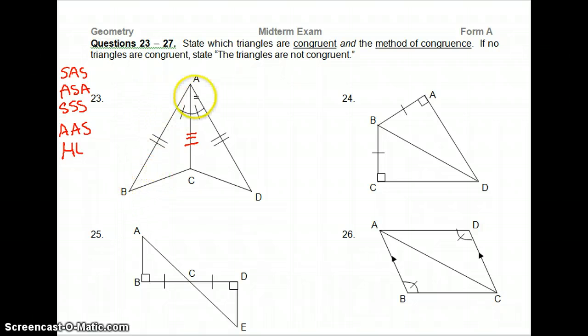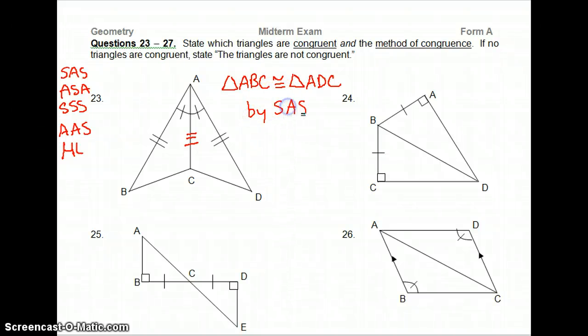Now we need to write a congruent statement. On the left, we asked you to write alphabetical order. So A, B, C is congruent to triangle, let's see, we want A, B, C. We're going to have A, D, C. And the rule is side, angle, side.